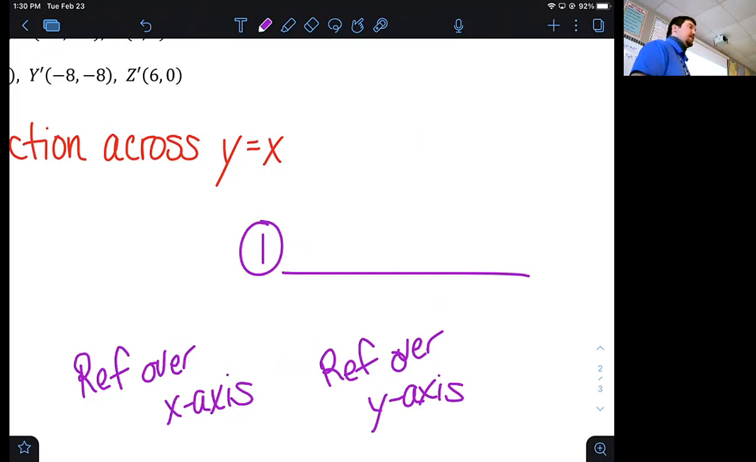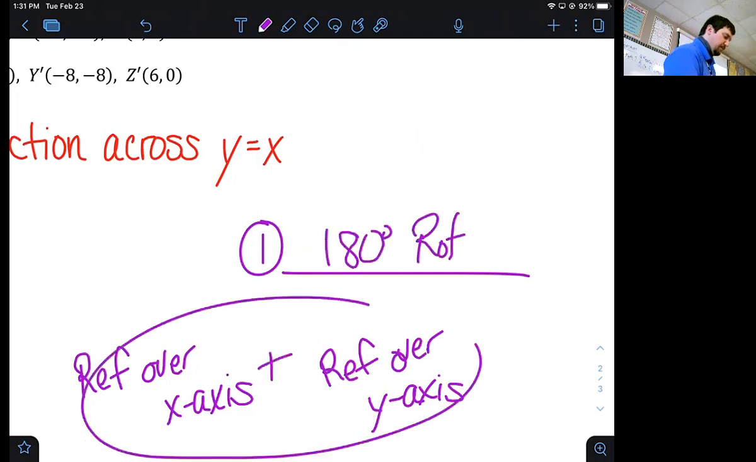Because in a 180-degree rotation, you take the opposite of both. Well, if we reflect over the x-axis, you take the opposite of the y. Reflect over the y-axis, take the opposite of the x. 180-degree rotation does both that in one step. Yep. So 180-degree rotation could replace both of these combined.